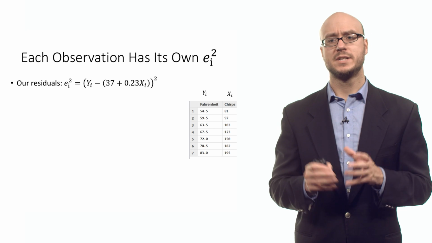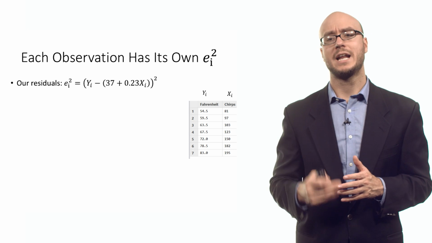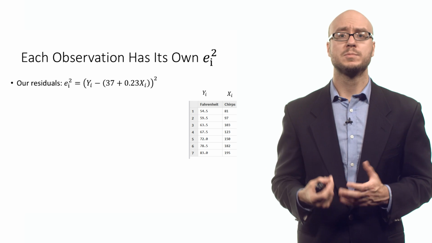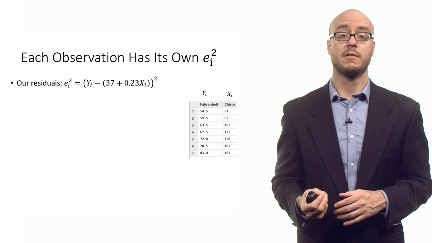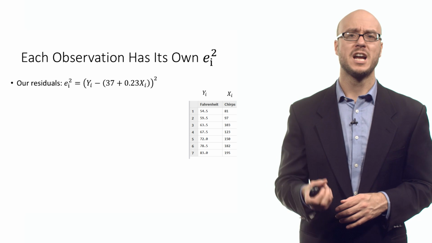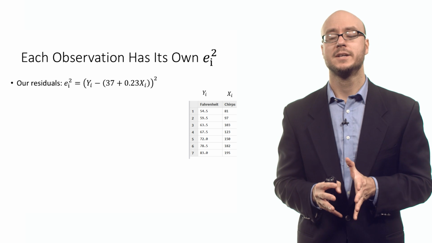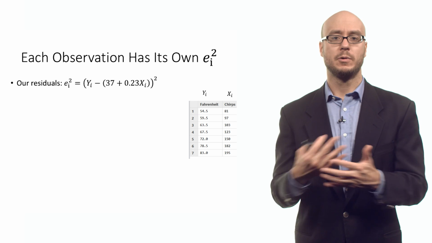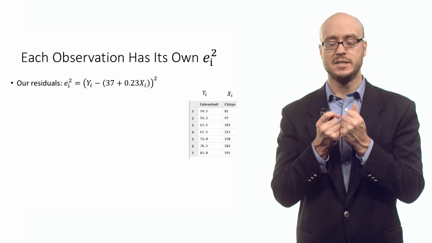The key point here, though, is that each row, each observational unit has its own residual, its own error, and then accordingly, each observation has its own squared error. Right? We just take the residual, the error, and we square it. The reason we do this is that we want to add up all these errors, but if we didn't square them, then they would cancel each other out. So we want to make these errors positive.